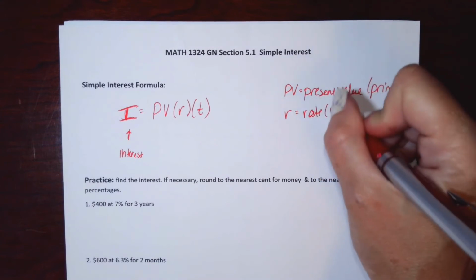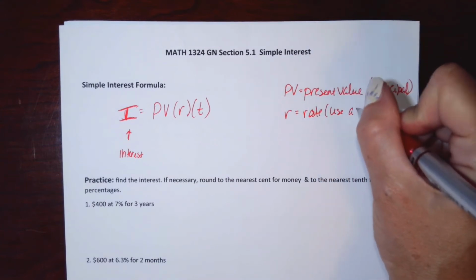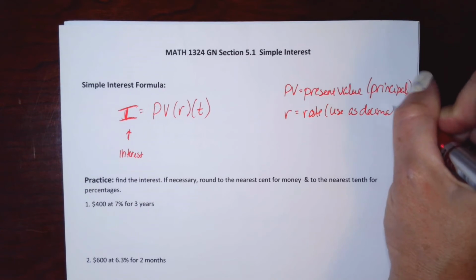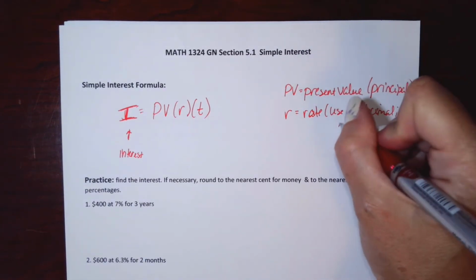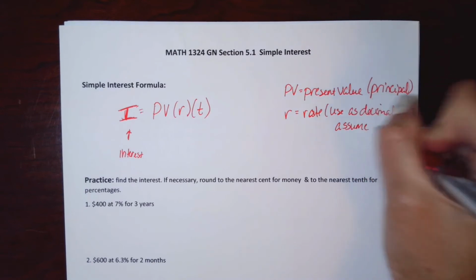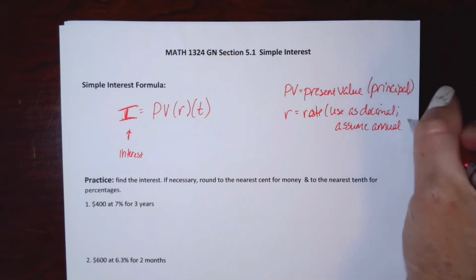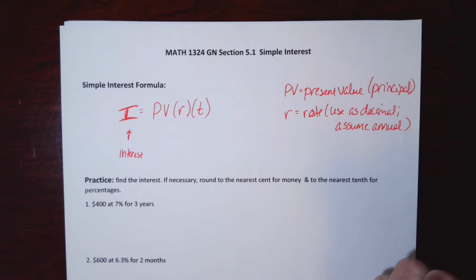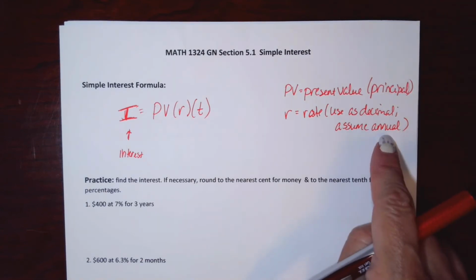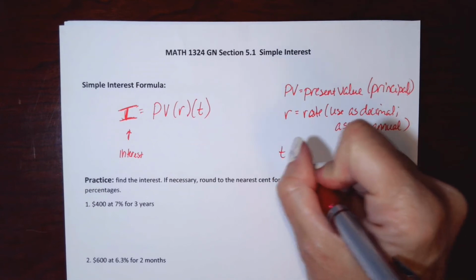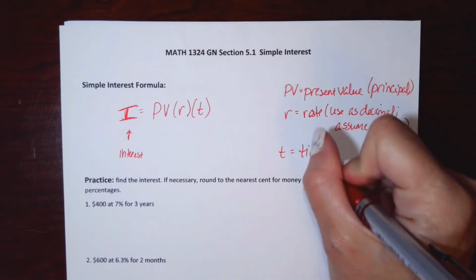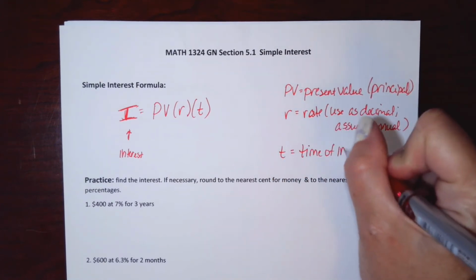When you use rate, you use it as a decimal, even though when you're given an interest rate, it's given to you as a percent. And unless you're told differently, you're going to assume it's an annual rate. I believe this book focuses on annual rates. It may have some monthly rates. Whatever term your rate is in, the T, the time, needs to be in the same units. The T stands for time or term of investment.